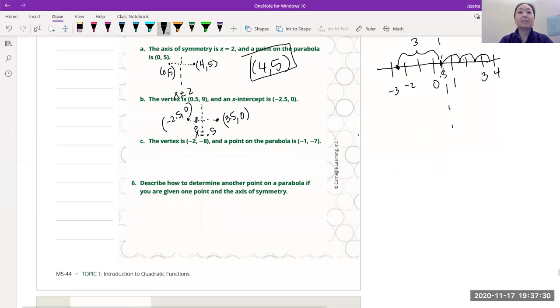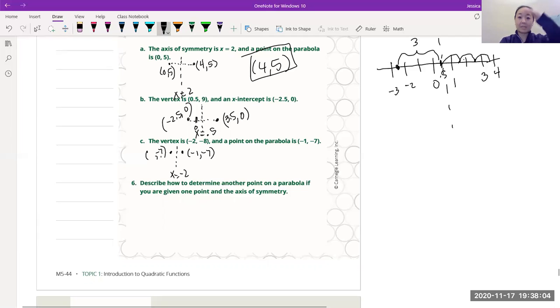Now the vertex is at (-2, -8), and the point on the parabola is this. So I know my AOS is going to be x is equal to -2. It's always that x part right there. I know that this is at -1, so -1 is to the right of this, and that's going to be at (-1, -7). I know that the same height is on the other side, so it's going to be something, -7.